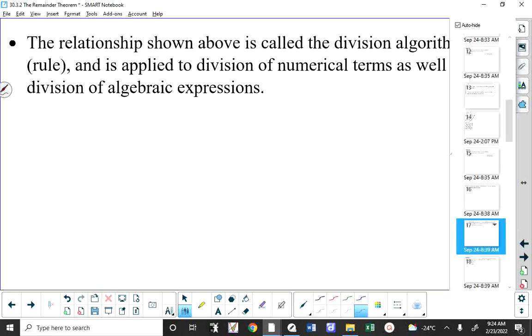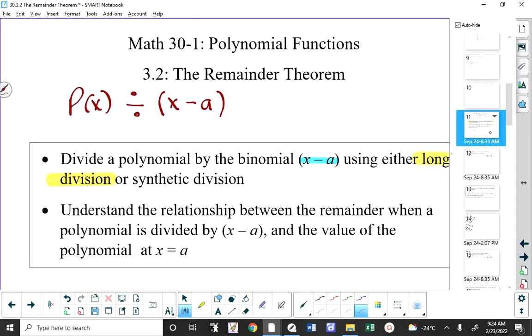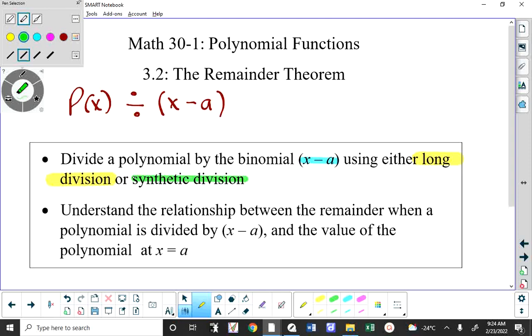Incidentally, just because I say the binomial we are dividing by is of the form x minus a, doesn't mean that it's always x minus a number. It could be x plus a number. I could be dividing by x plus 2. And if I'm dividing by x plus 2, all that means is a is equal to negative 2. That's it. So we're doing this division using long division and something called synthetic division.